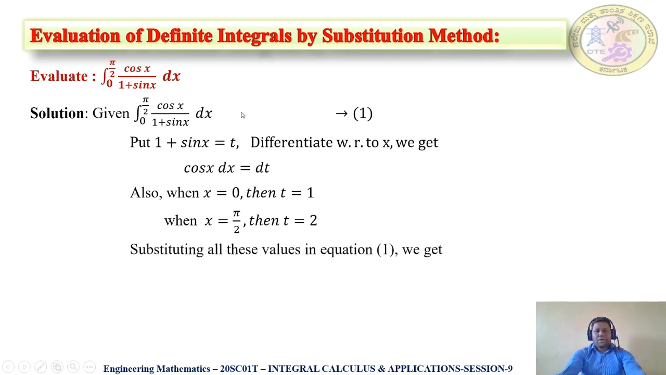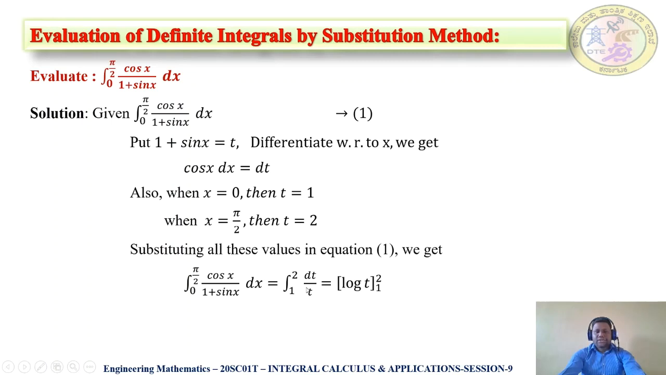So substitute all these values in equation 1, we get integration from 0 to pi by 2 cos x by 1 plus sin x dx becomes, in the place of 0, you can put 1. In the place of pi by 2, you can put 2. In the place of cos x dx, you can put dt. In the place of 1 plus sin x, you can put t. So finally it becomes integration from 1 to 2 dt divided by t.